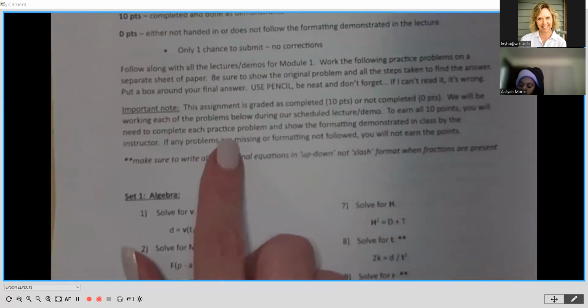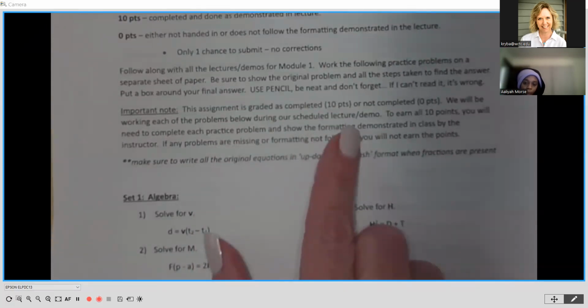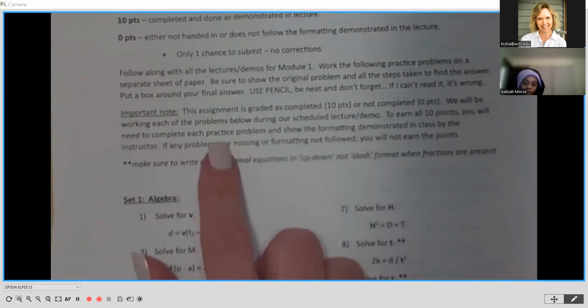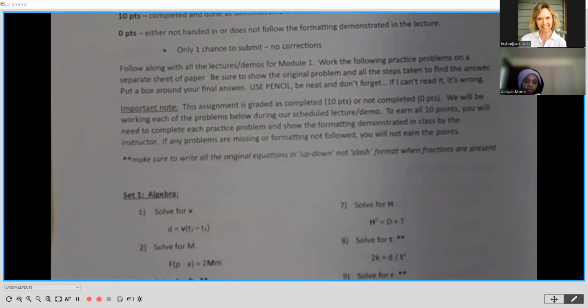Now, an important note, this assignment is graded as completed with 10 points or not completed. We will be working each of the problems during our scheduled lecture demos. To earn all 10 points, you will need to complete each problem and show the formatting demonstrated in class by the instructor. You can't say, well, I normally do it like this. Then you won't get the points if it doesn't match. If any problems are missing or formatting is not followed, you won't earn the points.